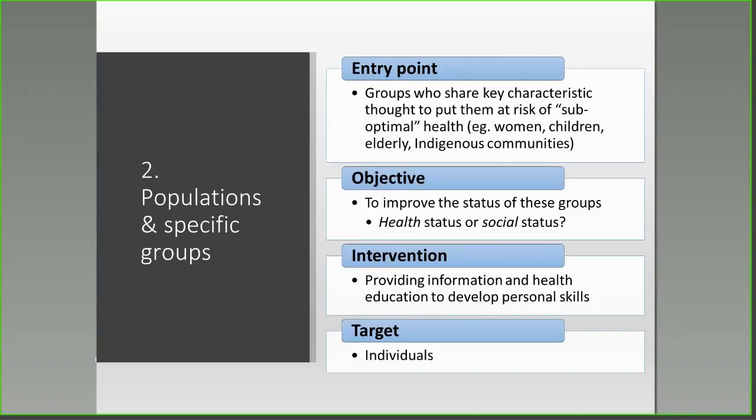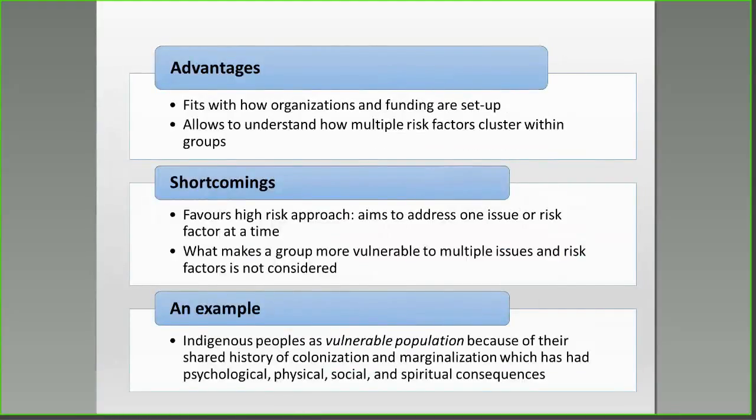Again, the objective of interventions targeting specific populations is to improve the status of these groups, and this is normally their health status, but not their social status. So one could think of reducing child obesity, for instance, by designing interventions tailored to children per se. So as with the former approach, interventions often consist in providing education, information, and in developing personal skills in individuals.